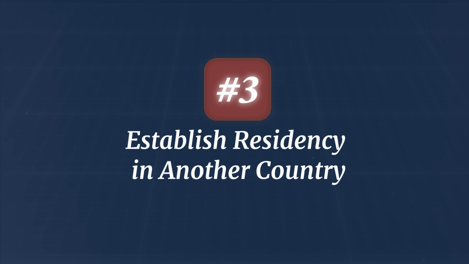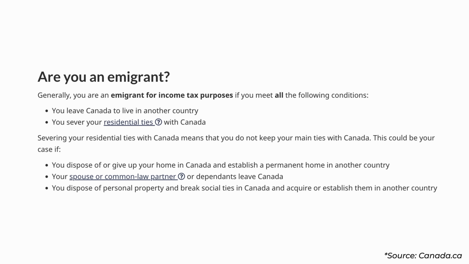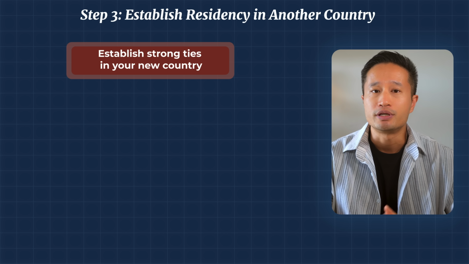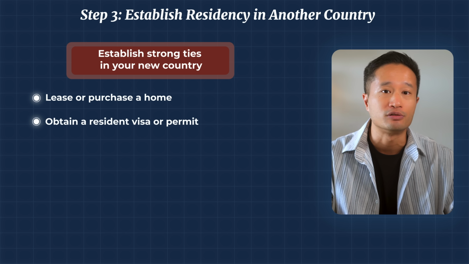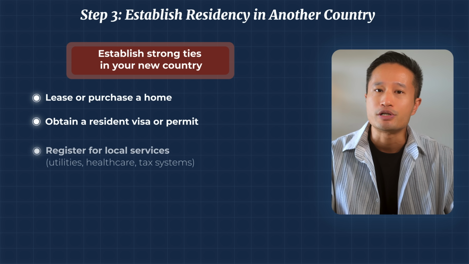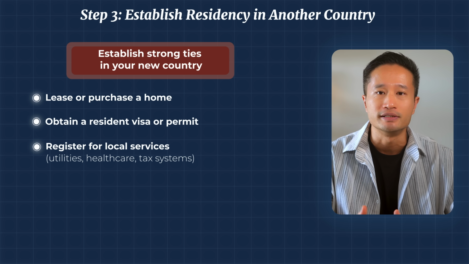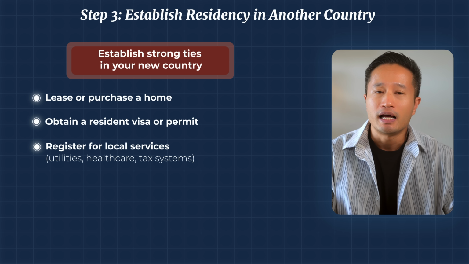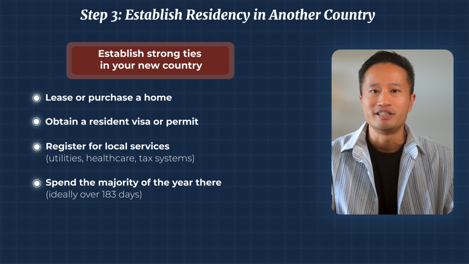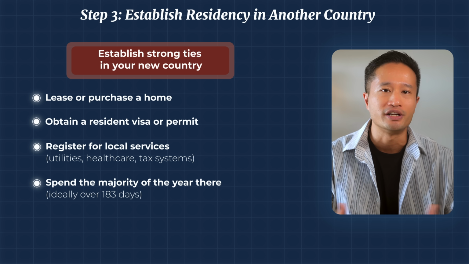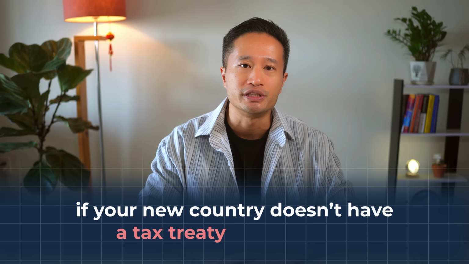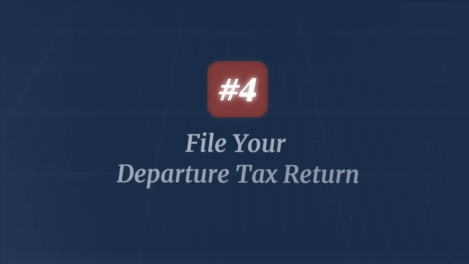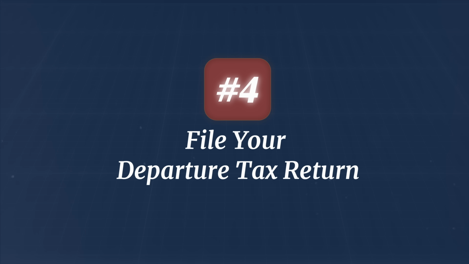Step 3 is to establish residency in another country. To demonstrate a true change of residence, establish strong ties in your new country. So you can lease or purchase a home, obtain a residential visa or permit, register for local services like utilities, healthcare, tax systems, and most importantly, spend the majority of the year there, ideally over 183 days. This is especially important if your new country doesn't have a tax treaty with Canada, such as the UAE or most Caribbean nations.